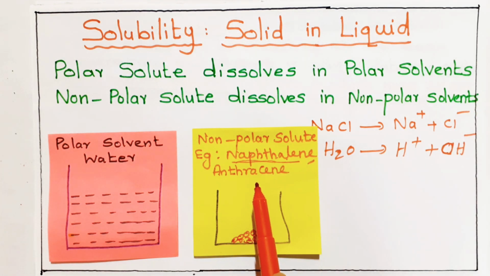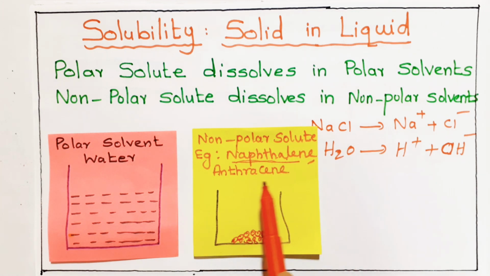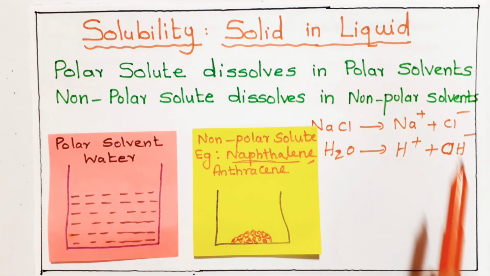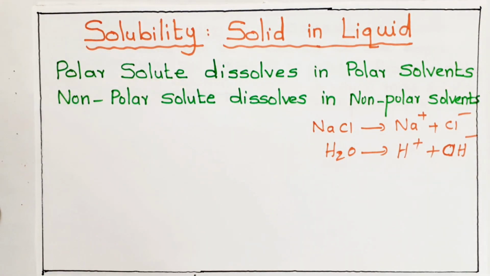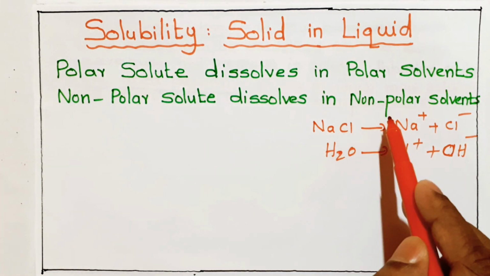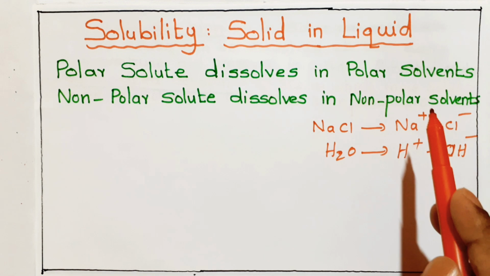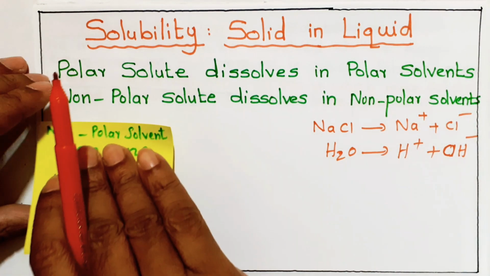You can take another example, anthracene. Anthracene is a non-polar solute. If you add this non-polar solute anthracene into polar solvent water, it will not get dissolved, because non-polar solute dissolves in non-polar solvents. Now we will go for the second point. Non-polar solute dissolves in non-polar solvents. We will see an example. So I will take a non-polar solvent, that is benzene.